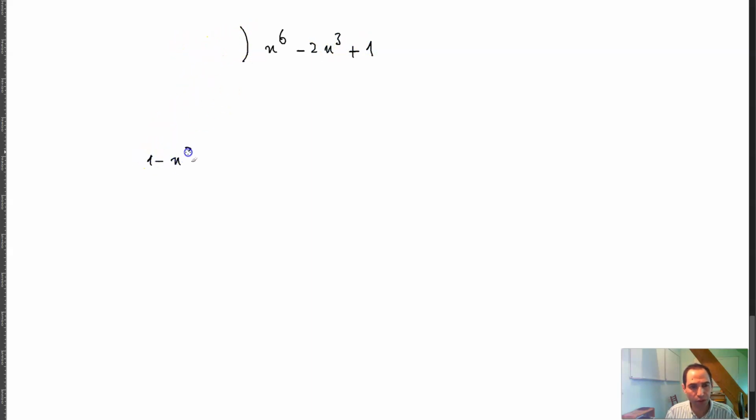write 1 minus x cubed, you know that you have to write your expressions in standard form. Standard form would be negative x cubed plus 1. So I write negative x cubed plus 1. And I will divide. So for dividing, I write x raised to the power 6 divided by negative x raised to the power 3. You'll get negative x raised to the power 3 here.